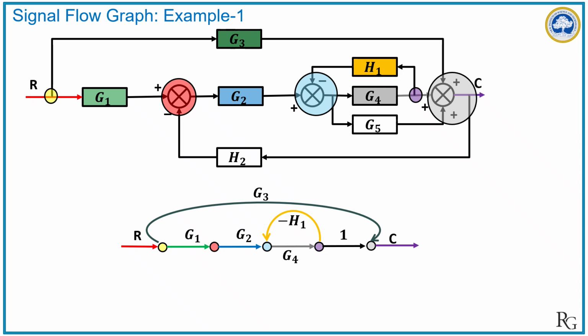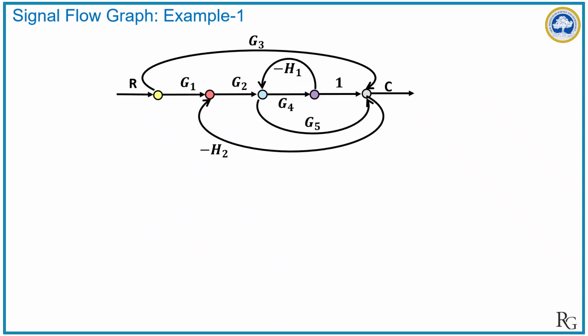The purple node is connected to the blue node with gain H1 with a negative sign, and it is a feedback loop. Then this blue node is connected to the gray node with gain G5, and the gray node is connected to the red node with gain H2 with a negative sign because it's a negative feedback. Likewise, we can convert the block diagram into a signal flow graph. Now we will move further and see how we can solve this signal flow graph.